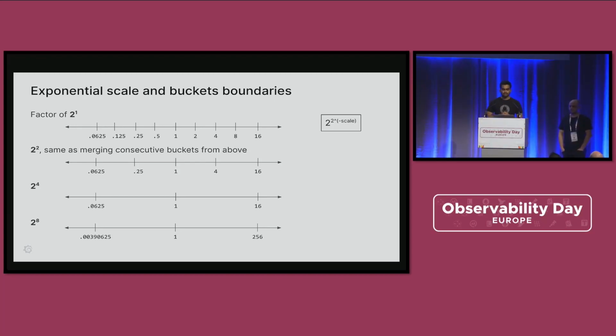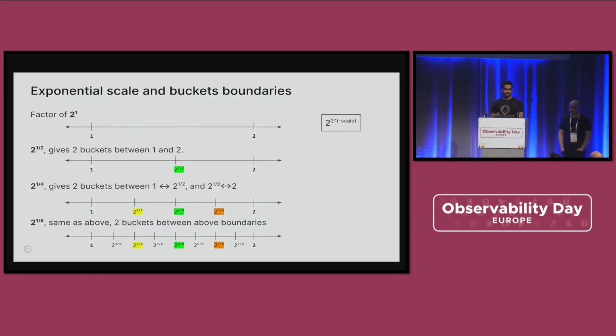And let's say this resolution was too high for you. You want to reduce the resolution. So you just change the scale to, let's say, -1. So you get 2 power of 1, which is 4. So the bucket boundaries are now like 1, 4, 16, and so on. And the similar thing on the other side. Similarly, there is 2 power 4, 2 power 8, and so on. This is, you are reducing the resolution in this direction.